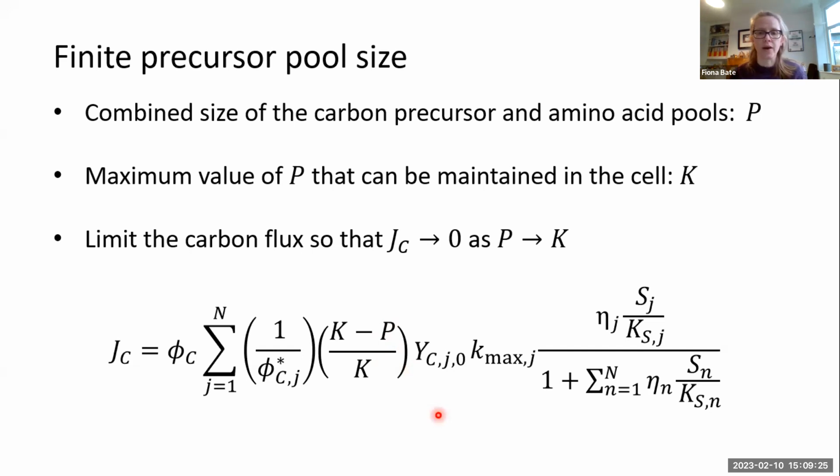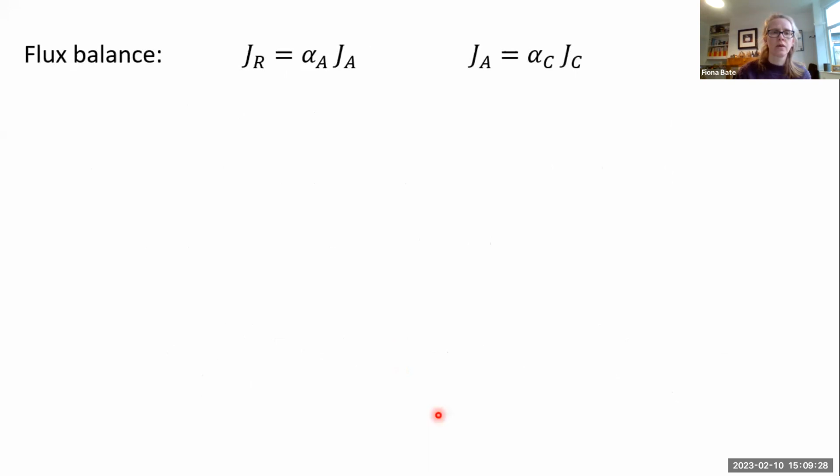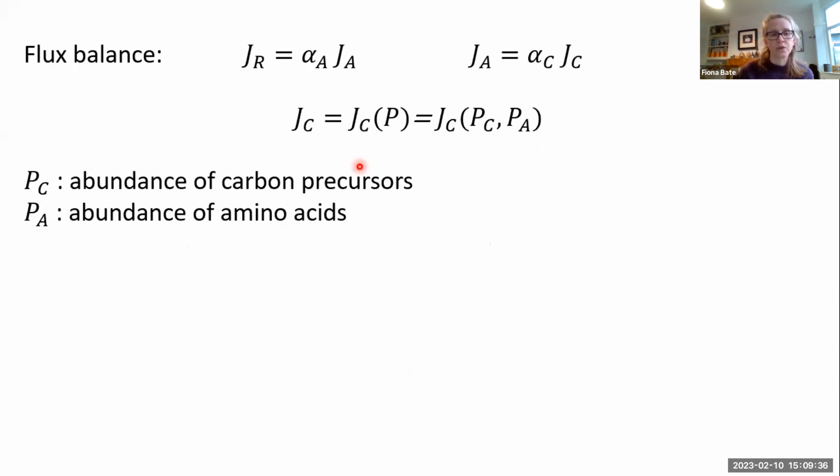We can do this by going back and looking at the flux balance. So here are the equations for flux balance. And from the previous slide, we know that we've got this JC in terms of the total amount of precursors. If we split this up into PC and PA, where PC is the carbon precursors and PA is the amino acids, we've split it up because the other fluxes only depend on one of these things. The amino acid synthesis flux depends on how many carbon precursors you've had, and the protein synthesis flux depends on how many amino acids you have.